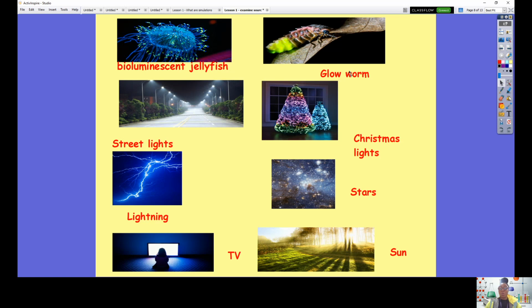Here we have a glowworm. A glowworm, and as you can see, its bottom has a light on it. Very cheeky. Is that a man-made source or a natural light source? Something I'm sure you've all seen recently, Christmas lights. Are these Christmas lights man-made or are they natural sources?